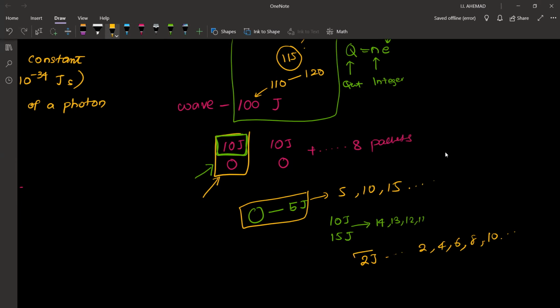So this smallest value, that one we call as the quantum. Got it, Najima? So it is just an example. When I choose a numerical example, it is easy to understand. Okay.